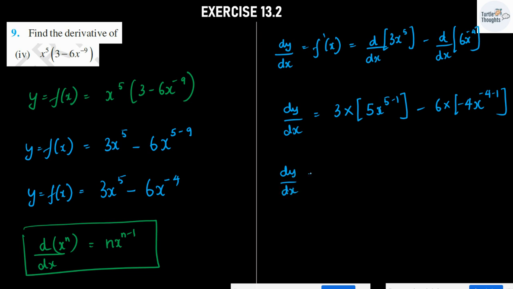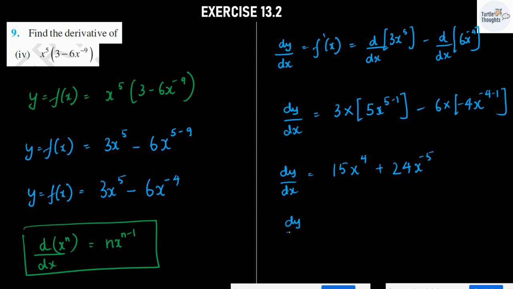dy by dx is 3 multiplied by 5, it is going to be 15, x raised to the power 4, minus into minus is going to be plus, 6 multiplied by 4, it is going to be 24, x raised to the power minus.